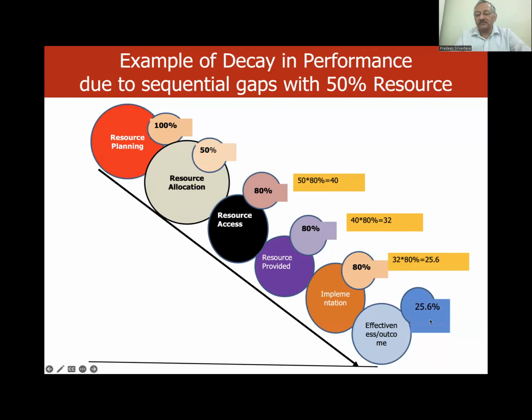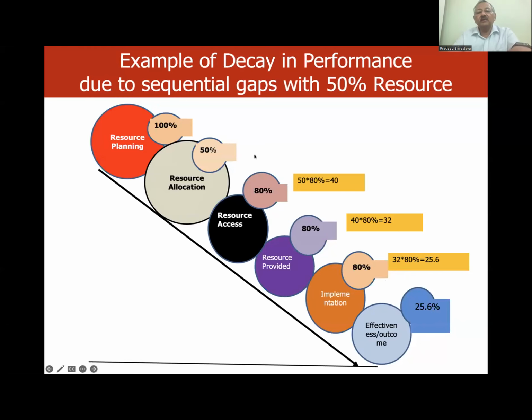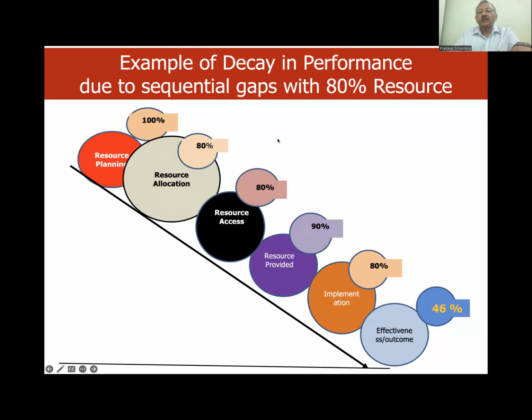See another chart. If your performance is further good, instead of the previous chart where you were given 50% resource allocation, if you are given a little more, say out of 100% planning you are given 80%, and out of that 80% you have utilized 90%, which is very good, and 90% implementation of the plan at 80%, your output is only 46%.